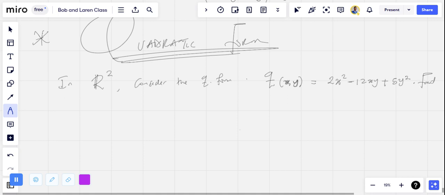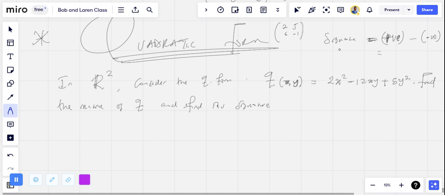Then the question says find the matrix of the quadratic form q and find its signature. Please take note: if you want to find the signature, there's a formula. Consider that matrix, count the number of positive values you have, minus the number of negative values you have. So if you have a matrix, let's say 2, 5, 6, minus 1, what's the signature? Count how many positive values: 3. How many negative values: 1. So the signature is 2. I've given you a clear picture of what signature means.